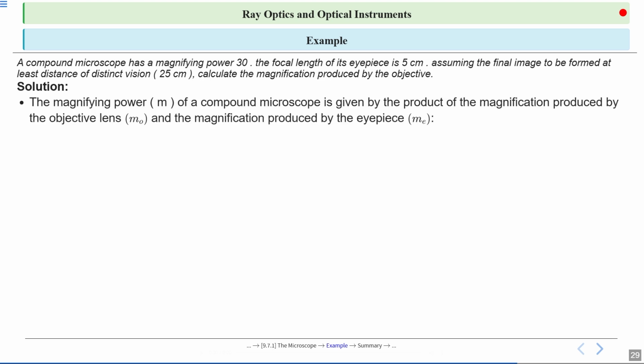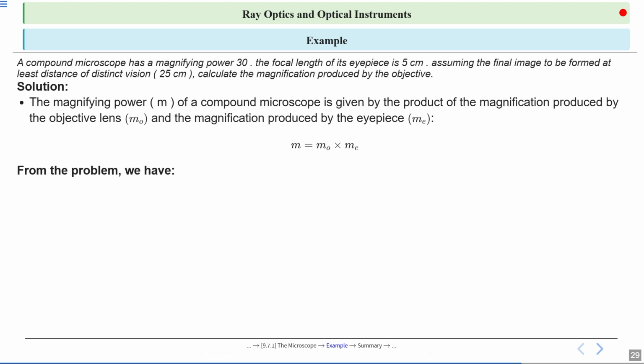So let's begin by understanding the formula for the magnifying power of a compound microscope. It's important to note that the total magnifying power is the product of the magnification produced by the objective lens and the eyepiece. This relationship is crucial for solving our problem. So here is the formula: m equals m naught multiplied by me. This equation tells us that the overall magnification is a result of both the objective and the eyepiece working together. Each component plays a vital role in enhancing the image.